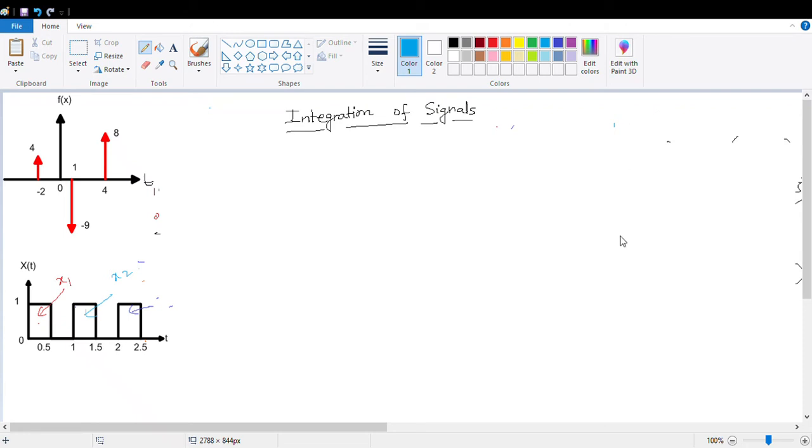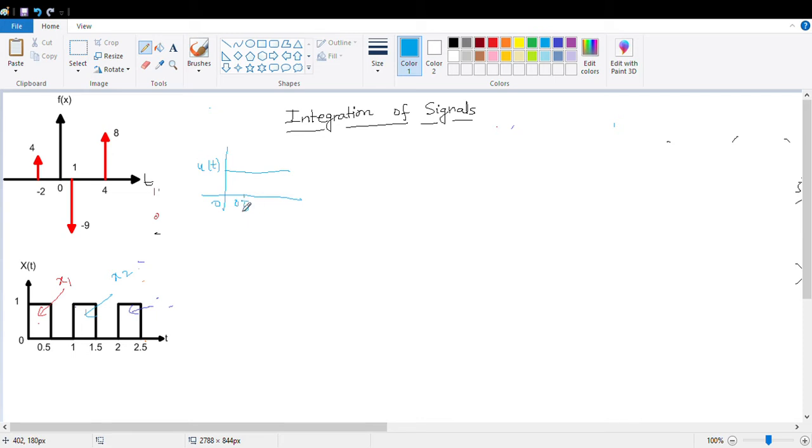Hello everyone. Now I am going to discuss the second problem on integration. This is the signal. So if I want to draw the first signal, there is a u(t) over here having a magnitude of 1 and up to 0.5. This is the only signal in the system.